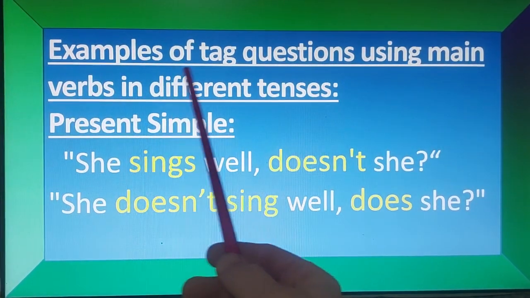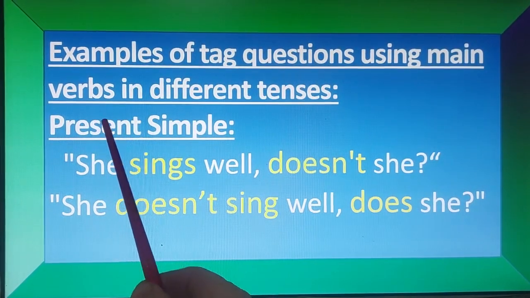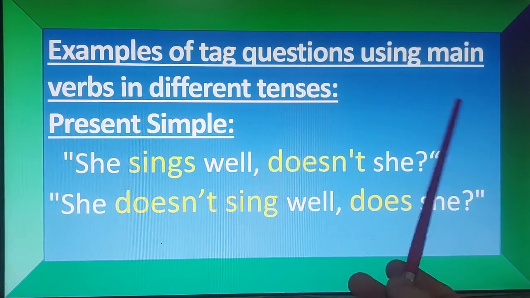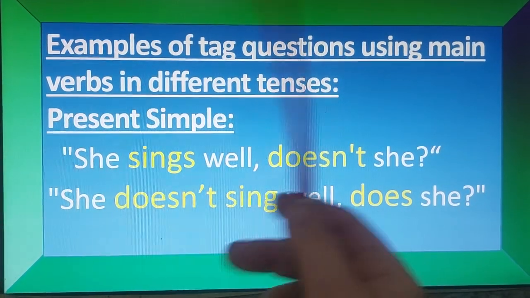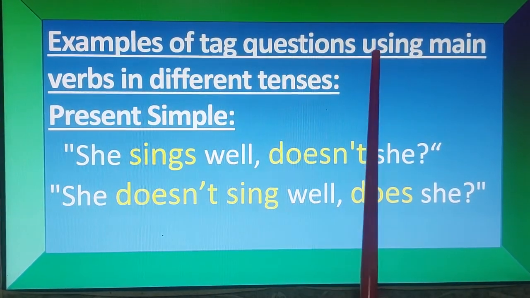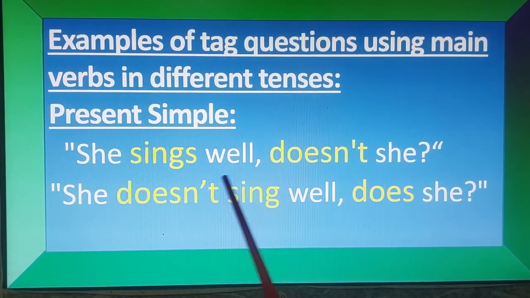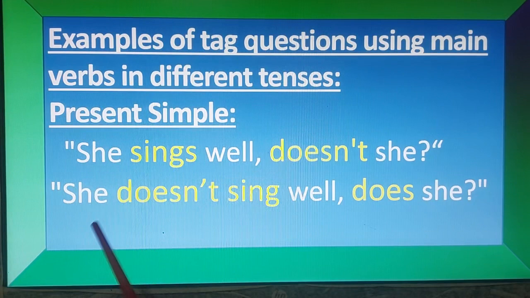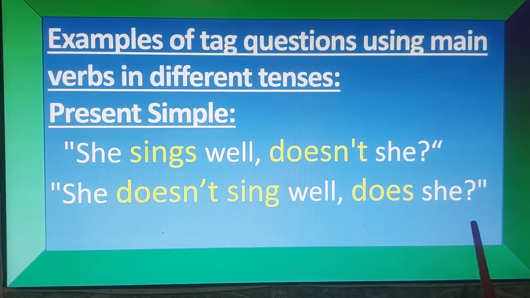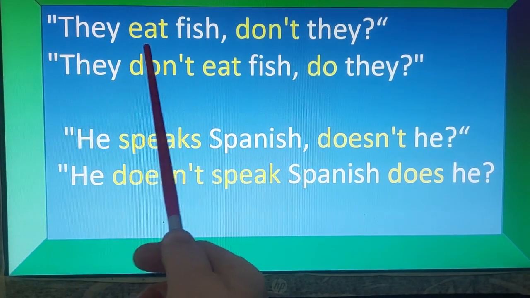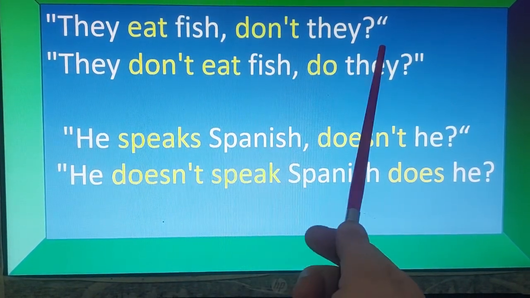Let's see some examples of tag questions using main verbs in different tenses. It means it's not an auxiliary, just a main verb, like, to eat, to dance, etc. In the present simple, you say, she sings well, doesn't she? She doesn't sing well, does she? They eat fish, don't they?